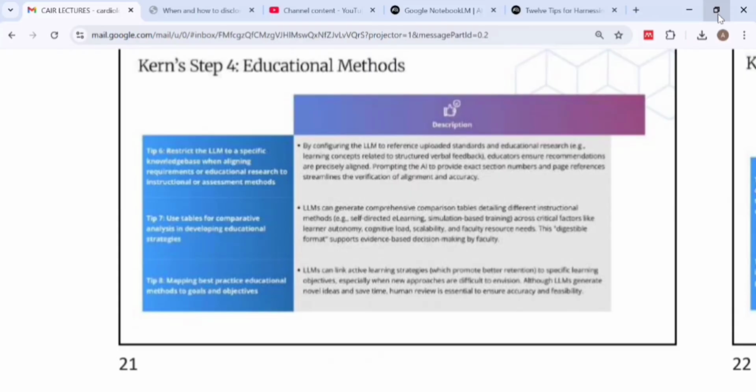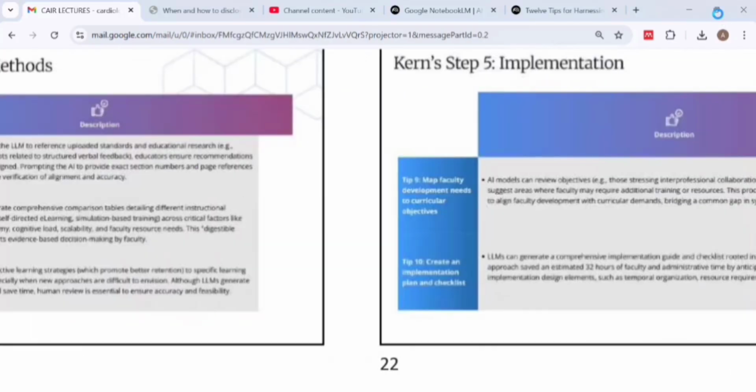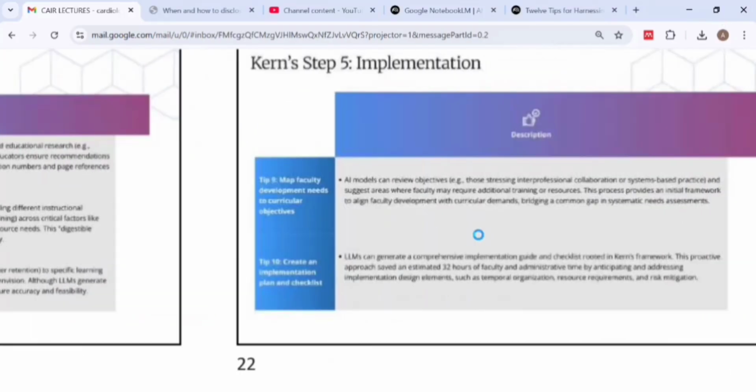LLMs can link active learning strategies, which promote better retention, to specific learning objectives, especially when new approaches are difficult to envision. Although LLMs generate novel ideas and save time, human review is essential to ensure accuracy and feasibility. Concept 5 is implementation, and there are 2 tips as well. Tip 9, map faculty development needs to curricular objectives.